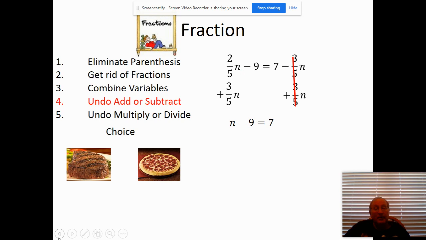Oops, went the wrong way there. Kind of go back and forth. 5/5 is just a 1. All right. So here we go. So now, wow, I just got to add 9 to each side now, and I get to 16. Either way, it gave me 16.